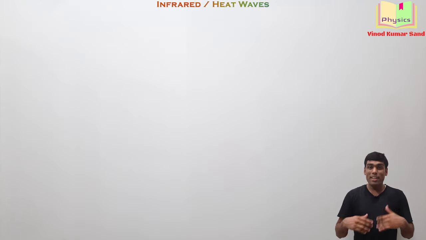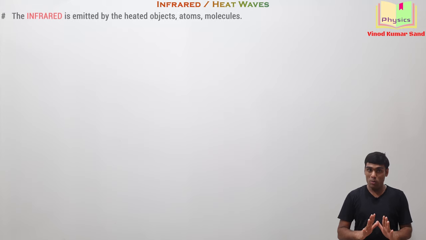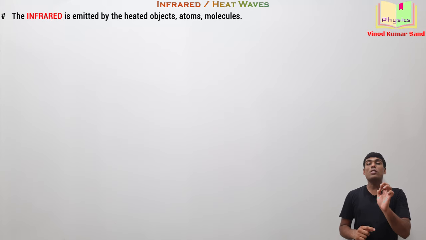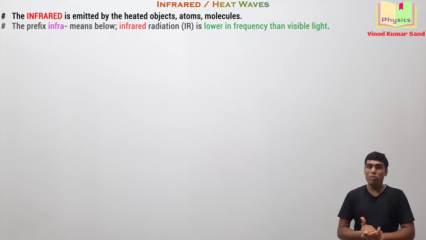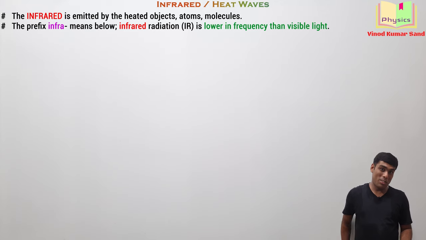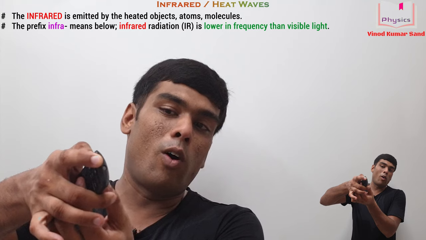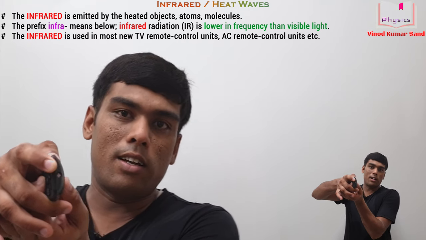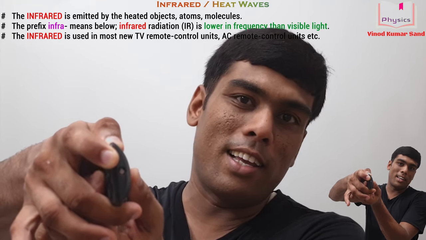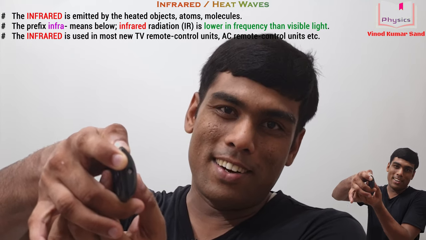Infrared is also known as heat waves, as infrared is emitted by heated objects, atoms, molecules. The frequency of infrared is lower than the frequency of visible light, and infrared has numerous applications. One application you might remember I took: infrared is used in all remote systems. I think you can observe it clearly. See, this is emitting the infrared.